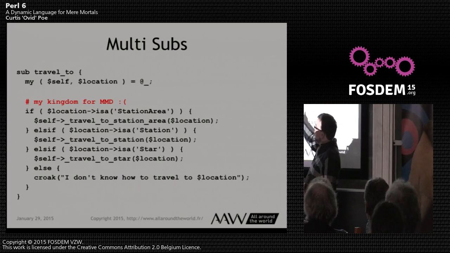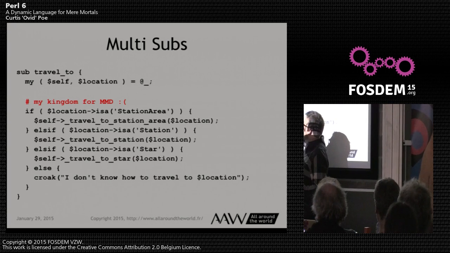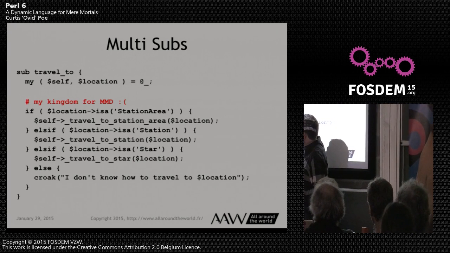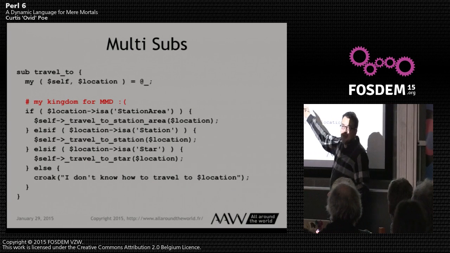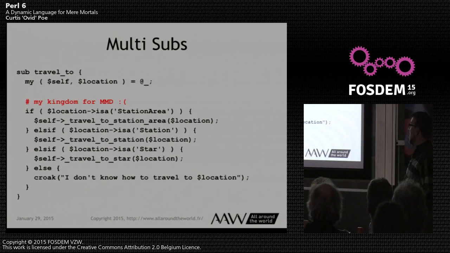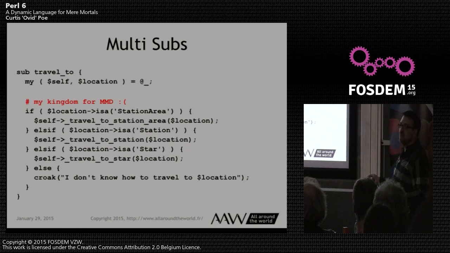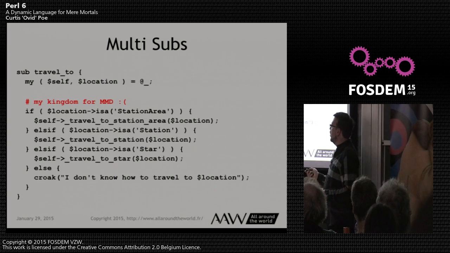So this is actually my dispatching for, if location is a station area, travel to station area. If location is a station, blah, blah. This is kind of a simplified version, but that comment, my kingdom for MMD, that is verbatim from my code. This is, as I add more location types that you can go to, having a bigger if-else-if chain, very frustrating.